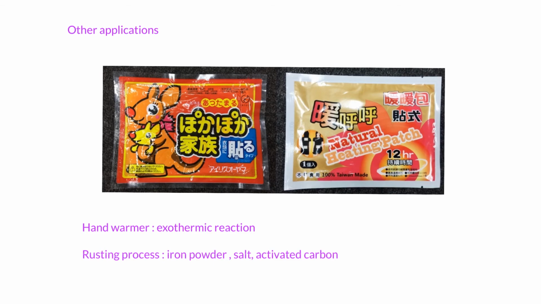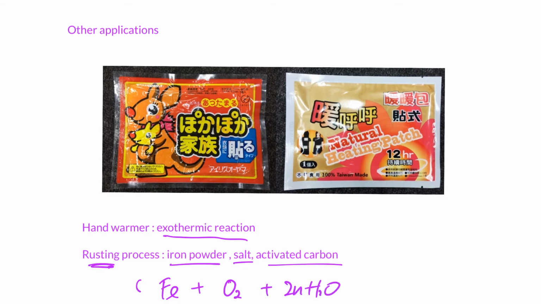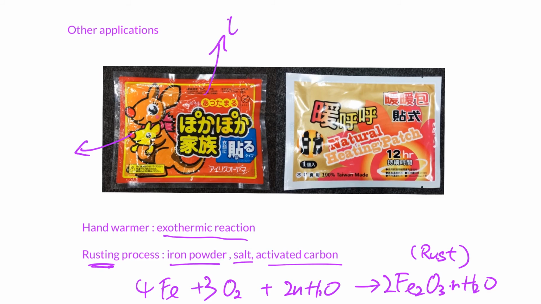We also use this to reduce swelling. Other than that, we have the hand warmer, which is also an exothermic reaction. Inside we have a rusting process with iron powder. We put in salt and activated carbon, so the iron will react with the oxygen and water in the environment. So remember 4, 3, 2, and 2. Then a rusting process occurs, forming hydrated iron(III) oxide. In this process, energy is released, so when you hold it, you feel hot.